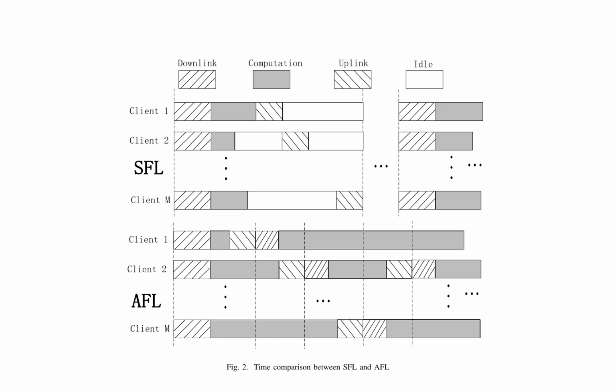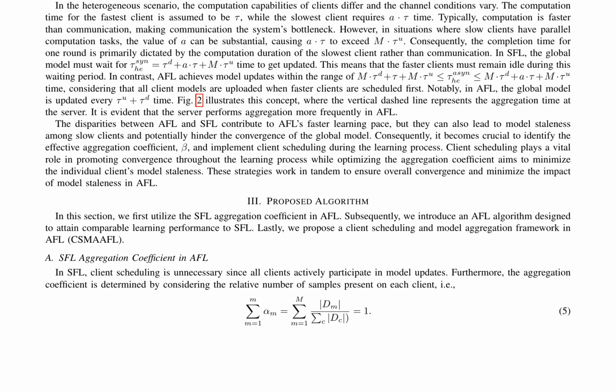The disparities between AFL and SFL contribute to AFL's faster learning pace but can also lead to model staleness among slow clients and potentially hinder the convergence of the global model. To address this, it is crucial to identify the effective aggregation coefficient, beta, and implement client scheduling during the learning process. The proposed algorithm utilizes the SFL aggregation coefficient in AFL and introduces an AFL algorithm designed to attain comparable learning performance to SFL. Finally, a client scheduling and model aggregation framework in AFL, CSMAAFL, is proposed to promote convergence and minimize the impact of model staleness.